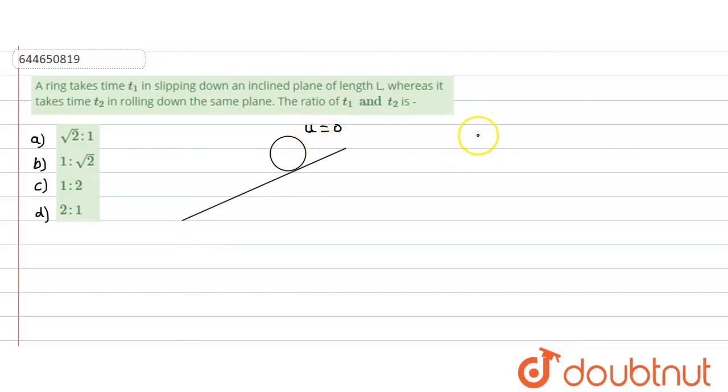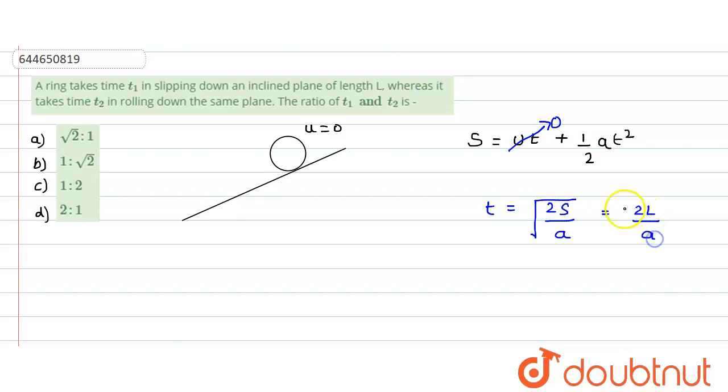If we apply the equation of motion, S is equal to ut plus half at square, and we take our initial velocity as 0, then from this equation our time would turn out to be the square root of 2S divided by a. The displacement from here to here is the length L, so it would be the square root of 2L divided by a.